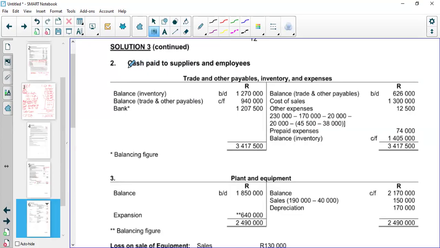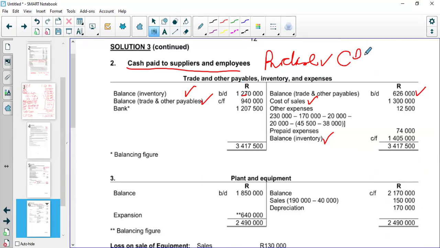For example, if you come here to cash paid to suppliers and employees, I'm not sure how many students do understand the whole calculation. I think you end up knowing that the balance you put here, the balance you put there, then this is what you do. But what we did is we started by determining the actual purchases. So we said cost of sales plus closing inventory minus opening inventory. These three gave us the actual purchases. Then we said purchases owing last year plus purchases this year minus purchases owing at the end of the year gave us the cash paid for purchases.